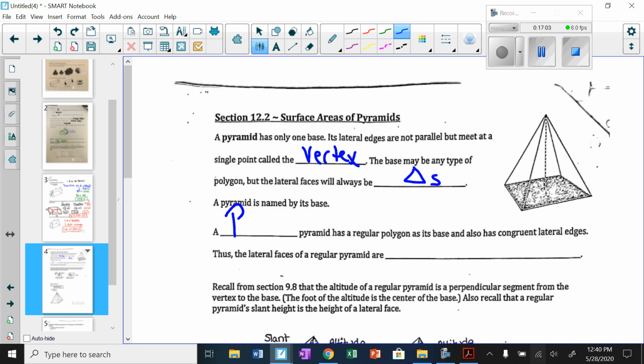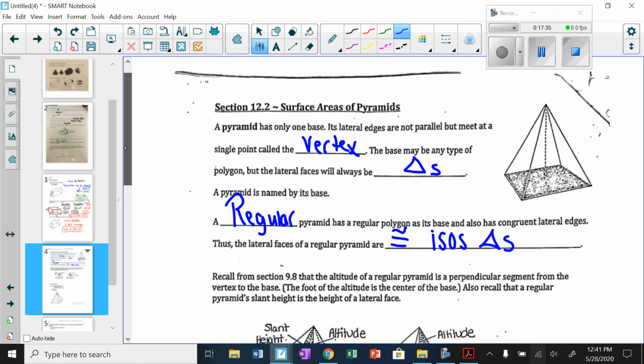A regular pyramid has a regular polygon as its base and also has congruent lateral edges. That makes these lateral faces of the regular pyramid congruent isosceles triangles. So if my base is a regular figure like a square or like an equilateral triangle, those are regular, meaning equiangular, equilateral, then all these triangle faces are actually congruent. All the triangle faces are congruent.